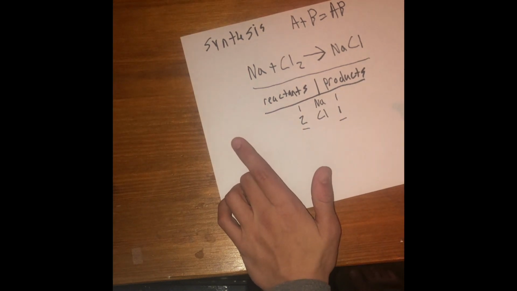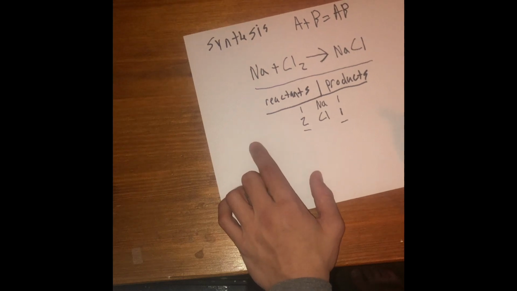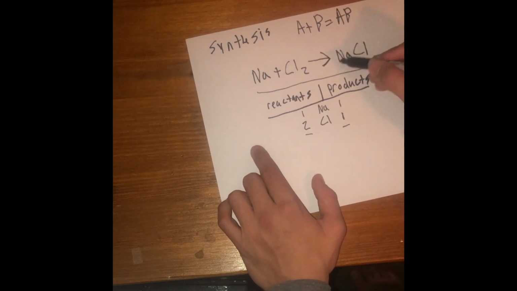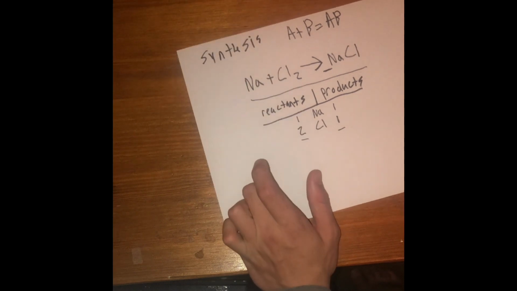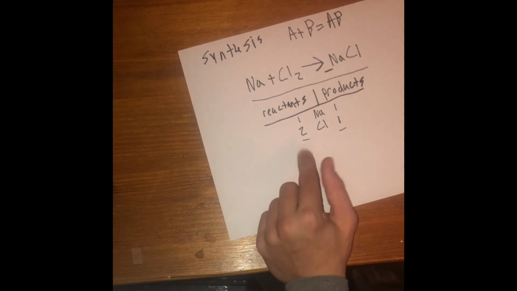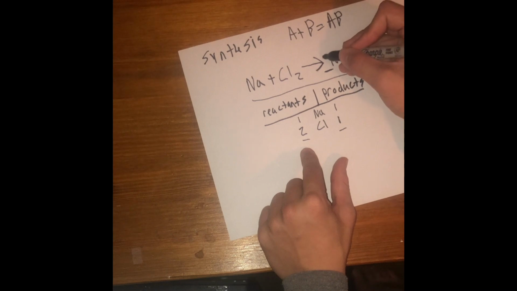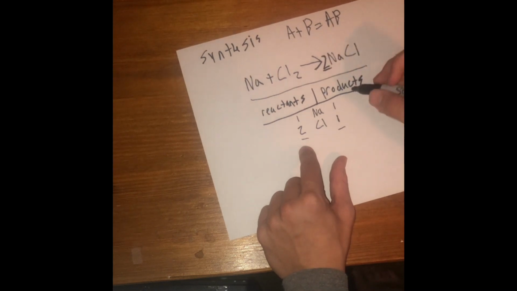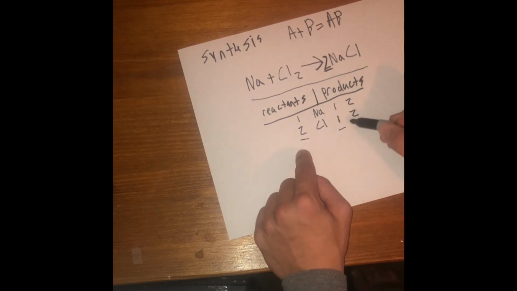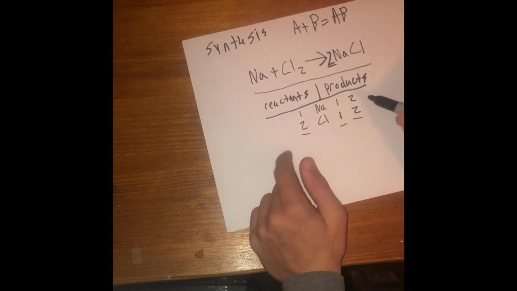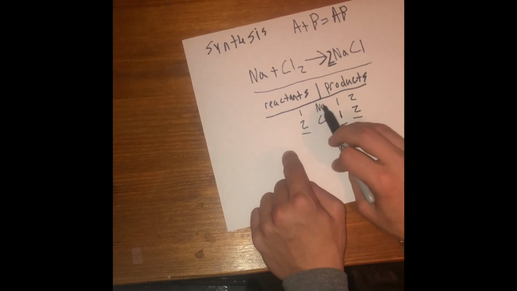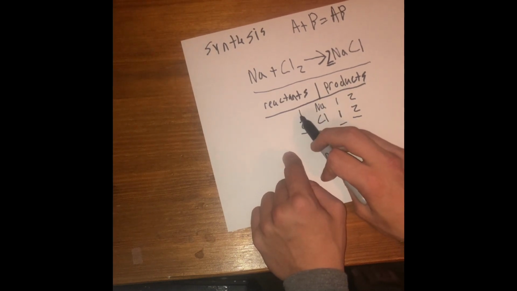So to solve this, we use coefficients and subscripts. Coefficients are numbers you would put before the formula to add to the equation. So for this example, it'd be 2 NaCl. So then it would go 2Na, 2Cl. So now we have two chlorines. Now it's balanced, but it's not completely balanced because there's not a second sodium on the reactant.